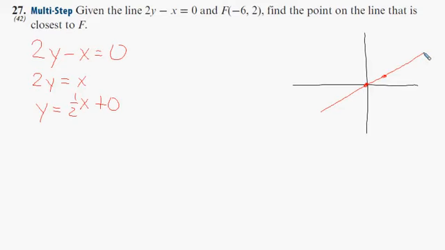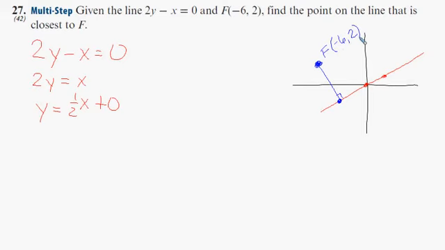And we've been given the point -6, 2, which is going to be over here somewhere, all right? So what we are interested in is the point on the line that is closest to F. Remember, the closest point is the one that's going to be perpendicular to it. So we need to find this point right here, the point on the red line that is closest to the blue dot, F -6, 2, all right?